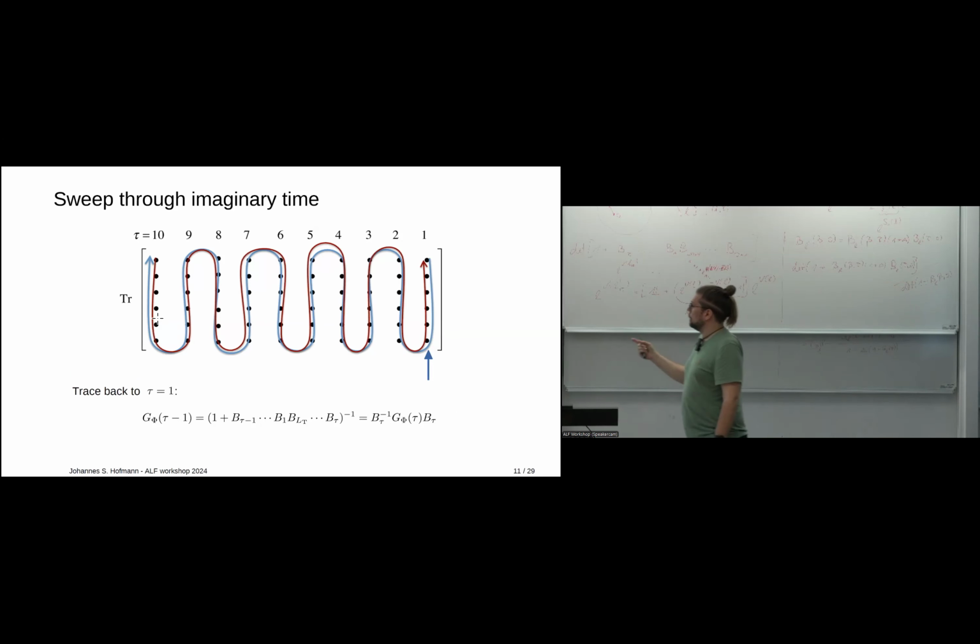And now the propagation of the Green's function is, of course, in the opposite time direction. So the formulas are slightly different, because now instead of moving a factor from the back to the front, we have to move a factor from the front to the back.